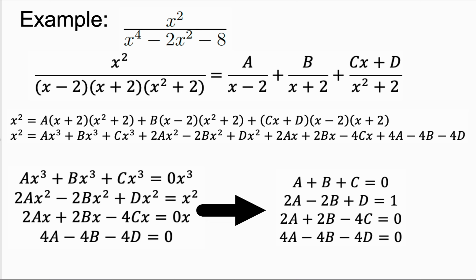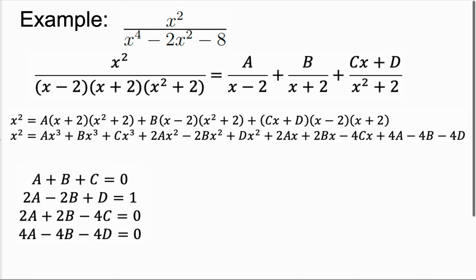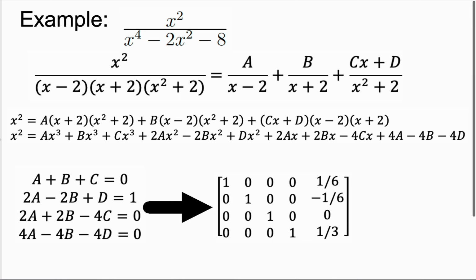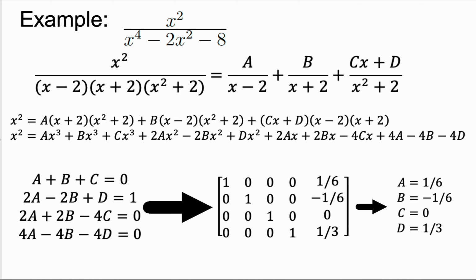Since this is a system of 4 equations and 4 unknowns, solving by hand is rather inefficient, so we're going to choose to use technology. In this case, we set up a matrix with 4 rows and 5 columns. The first column contains the A coefficients, the second column contains the B coefficients, the third column contains the C coefficients, the fourth column contains the D coefficients, and the last column contains the constants from the right-hand sides of all the equations. We can now use technology to use reduced row echelon form and solve this, and we end up with a matrix with 1/6, negative 1/6, 0, and 1/3 in the far right column. That tells us that A is 1/6, B is negative 1/6, C is 0, and D is 1/3.